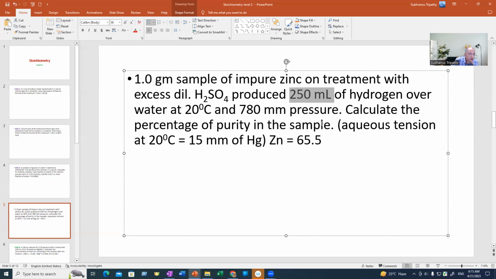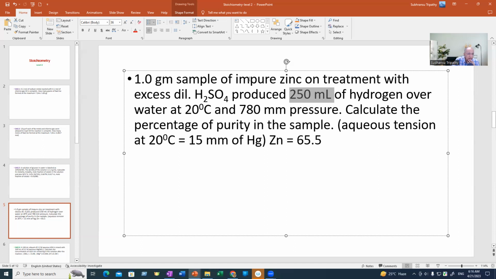that is 293, is equal to P2, which is 760, the standard pressure, into V2 that we are going to find, divided by T2, 273, 0 degree Celsius. Then you find V2. That we have to take into our calculation. Whatever equation you write, Zn plus H2SO4 giving ZnSO4 plus hydrogen, you balance it. Of course, it is already balanced in this particular case.